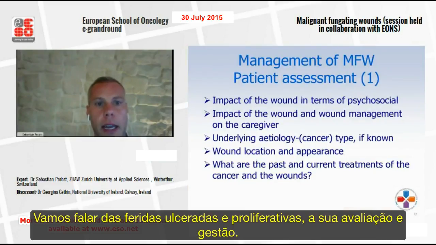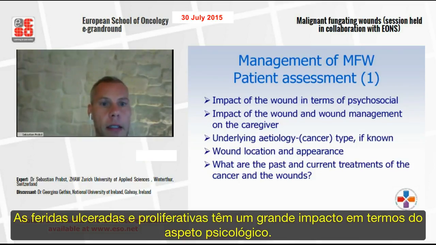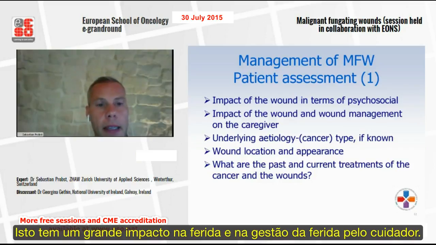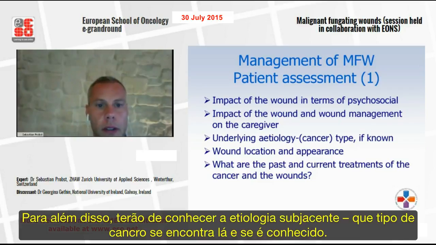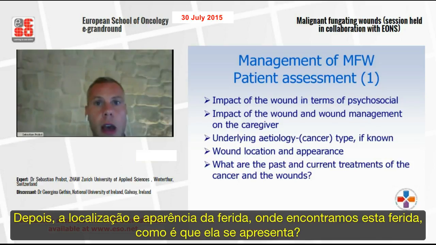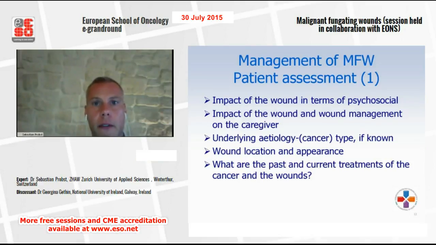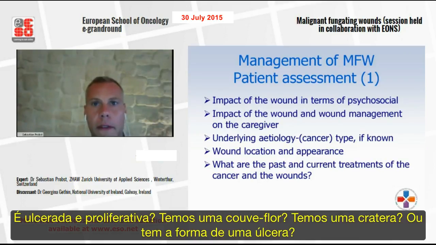Let's talk about fungating wounds, assessment and management. Fungating wounds have a big impact in terms of psychological aspects, as I already said. They also have a big impact on wound management and on the caregiver, so you have to involve the caregiver in the management of the wounds. Further, you have to know the underlying etiology: what cancer type do we find there, if it's known. Then the wound location and appearance: where do we find this wound? How does it appear? Is it fungating? Do we have a cauliflower? Do we have a crater? Or is it ulcerative?